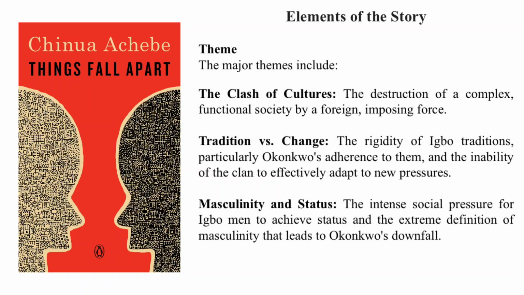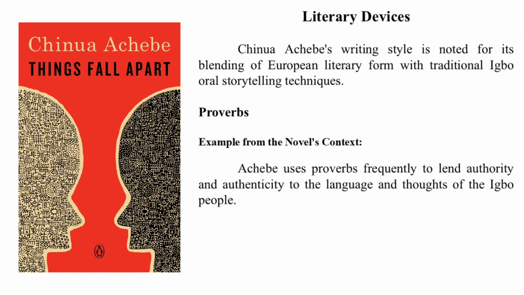The major themes include the clash of cultures, the destruction of a complex, functional society by a foreign, imposing force. Tradition versus change, the rigidity of Igbo traditions, particularly Okonkwo's adherence to them, and the inability of the clan to effectively adapt to new pressures. Masculinity and status, the intense social pressure for Igbo men to achieve status, and the extreme definition of masculinity that leads to Okonkwo's downfall. Literary devices.